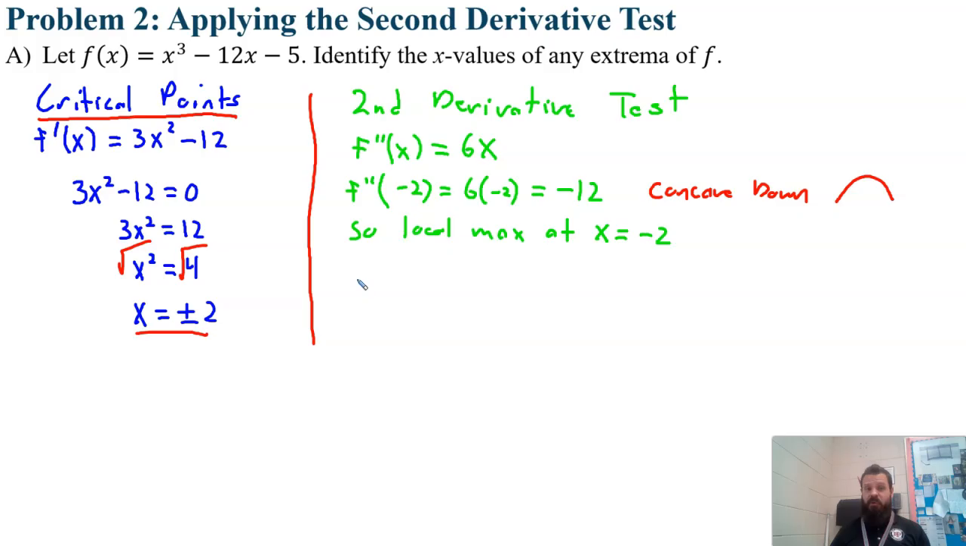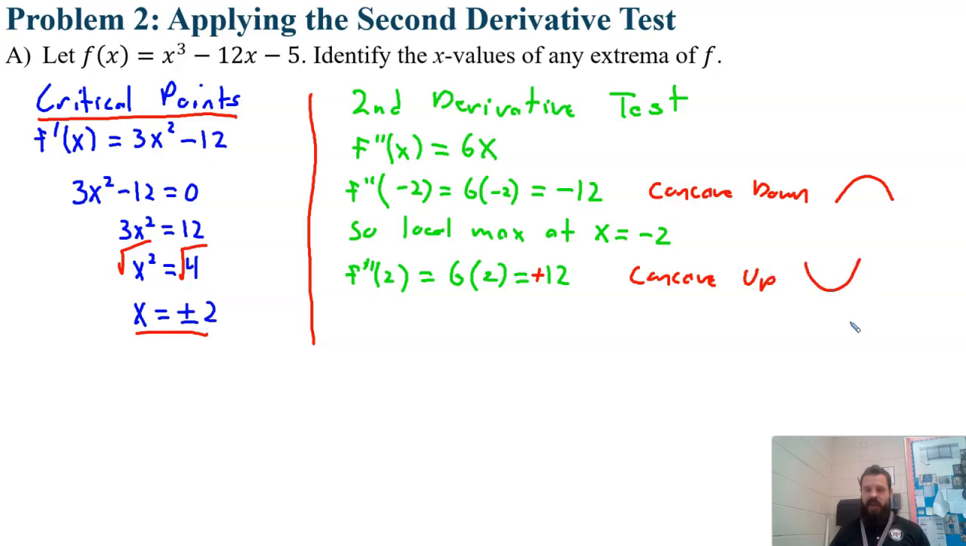Let's do the same thing for our other critical point, f double prime of 2. And that's just equal to 6 times 2, which is equal to 12. And I guess just like with some other tests we've had, the only thing we're really worried about is if this is positive or negative. It's positive. Okay, so we know that when our second derivative is positive, our function is going to be concave up.